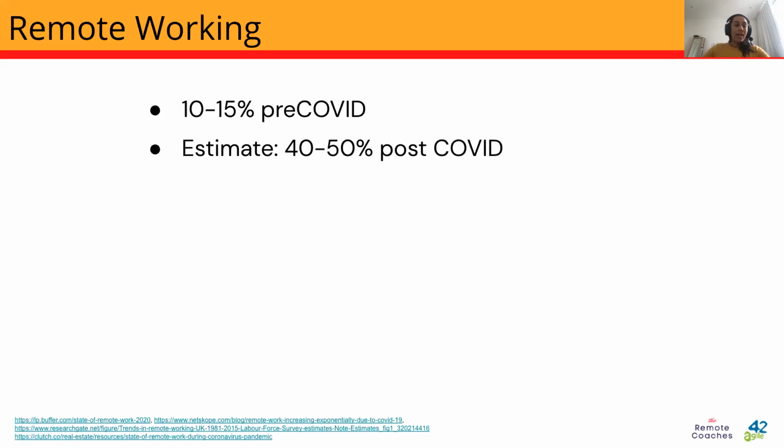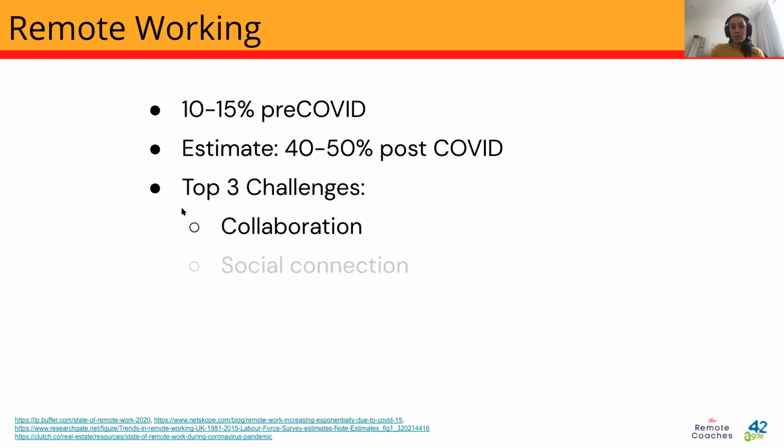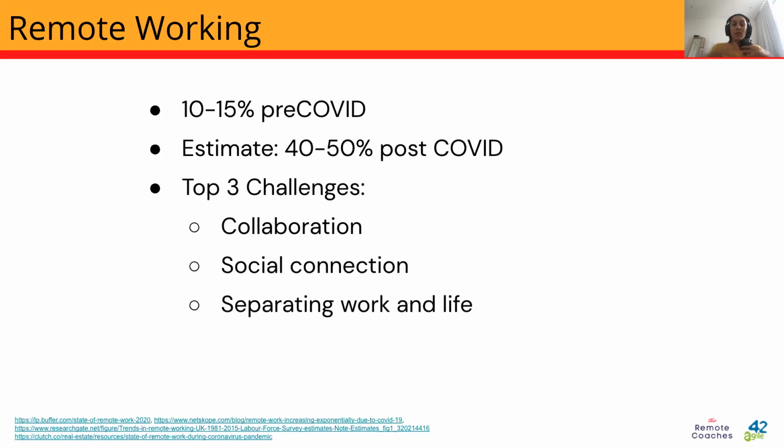When looking at the research, the top 3 challenges that frequently come up for people when working remote are collaboration, social connection, and separating work and life. With collaboration, there's the sentiment that collaborating with colleagues is a lot more challenging when working remote. This is due to a lack of collaborative workspaces, and also the lack of ease of face-to-face communication.